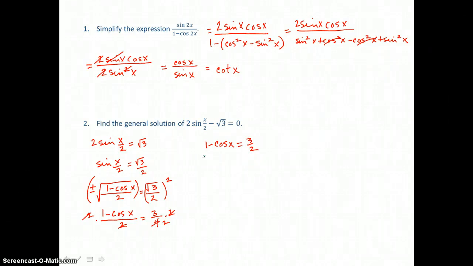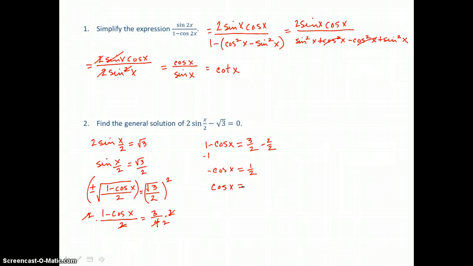And now I need to subtract 1 from both sides. And when I subtract 1 from the right, I'll write it as 2 over 2 so that I have a common denominator. So negative cosine x is going to equal 3 halves minus 2 halves, which is 1 half. And I'll either need to multiply both sides by negative 1 or divide both sides by negative 1.